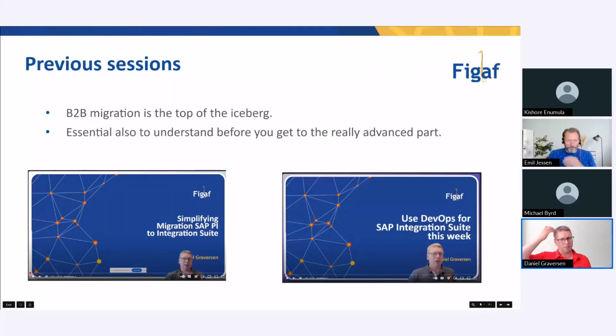Some of the things we looked at earlier, and I hosted two other webinars on the topic. First, how do we simplify the migration? What is it that the Figaf tool does in terms of migrations? And then the second one was, how do you actually get a DevOps process up and running? These two are the basis of being able to run this B2B scenario. So when you find this interesting, also go back and check these things, because it is an important part of you being able to deliver this integration content that you have.